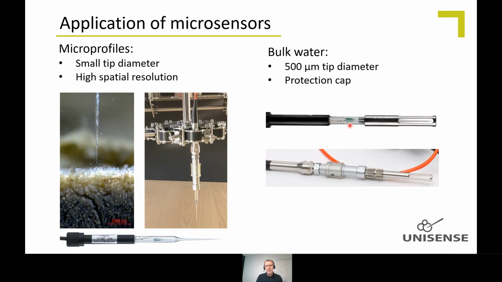If I just want to measure bulk water concentration, so maybe profiling the water column, you can use standard Unisense sensors for that. Typically, we mount a stainless steel protection cap on these. This one is glued on and the tip is protected in here. And this one is a reusable protection cap, which sits with a compression fitting. You can take it on and off as you want.